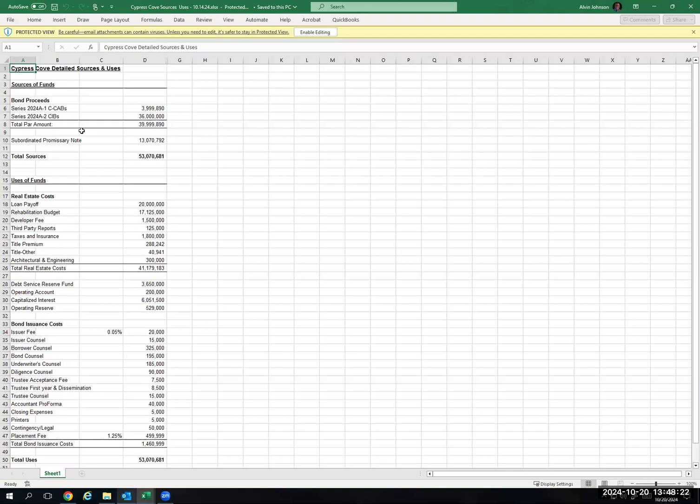What we've got here, we're using tax exempt bonds to refinance this property that we have in Louisiana. And we've got a Series 1, A1 of CABs, convertible activity bonds. Those are bonds that we don't pay full interest on until we actually use those funds.